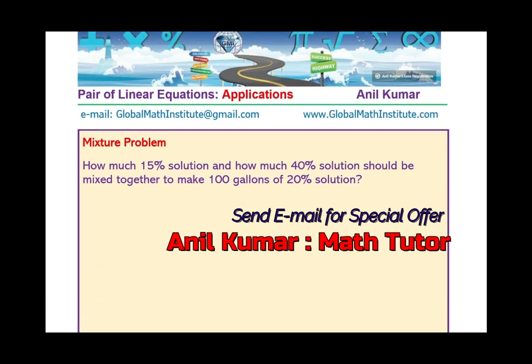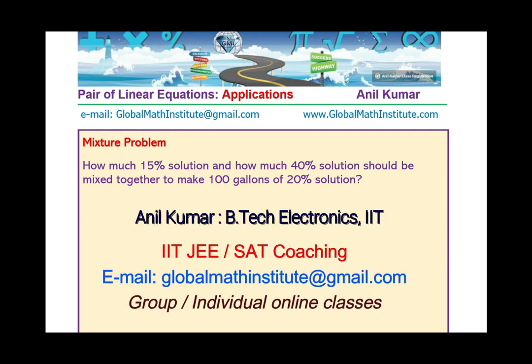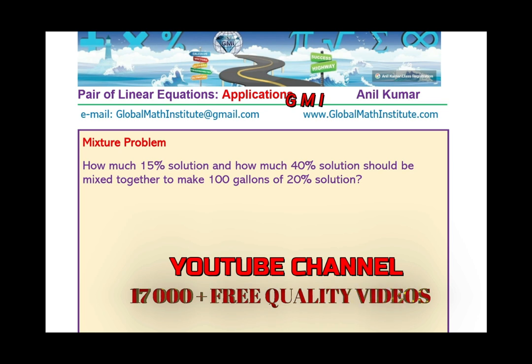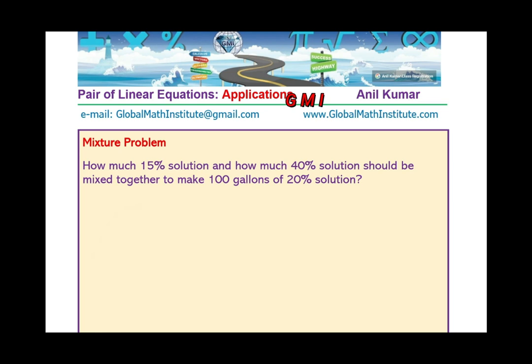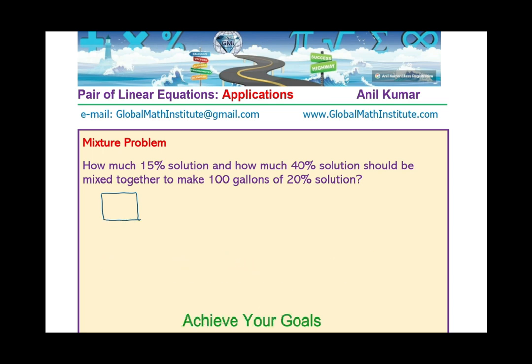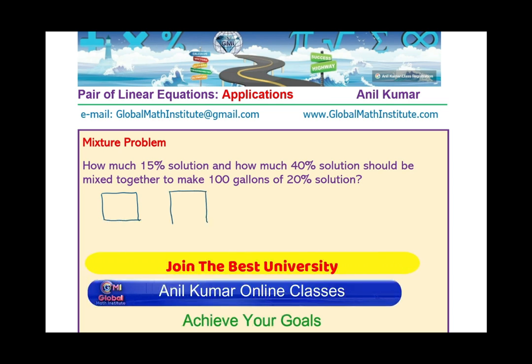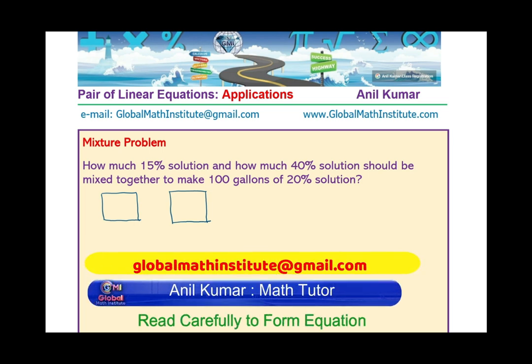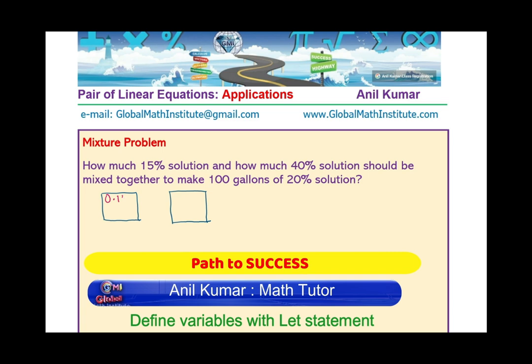How much 15% solution and how much 40% solution should be mixed together to make 100 gallons of 20% solution? Let us visualize a method of doing it and then we are going to solve it. So there are two given solutions. Let's say this is one solution and this is the other one. We are going to mix these two to make the third one. So we have 15% solution and 40% solution. So 15% in decimals will be 0.15 and 40% will be 0.40.